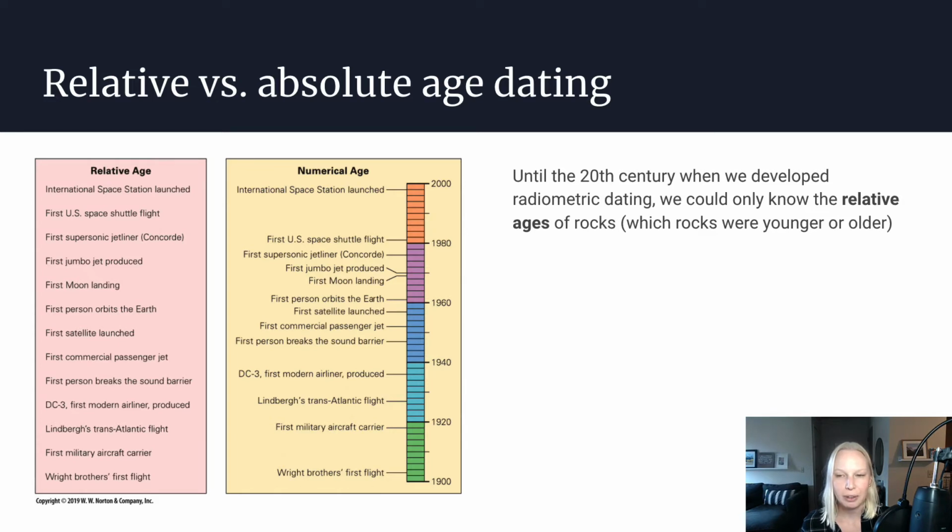So until about the 20th century, we couldn't actually give rocks a date as to when they formed. We could only put them in sequence from what rocks formed first, what rocks formed second, etc. But then in the 20th century, we developed radiometric dating using isotopes, and I'll get into that in detail in a later video. But that process allowed us to actually put a date on when rocks formed, and that's pretty exciting. But for now, we're just going to talk about relative age dating and how you can look at a sequence of rocks and determine which ones are younger and which ones are older.